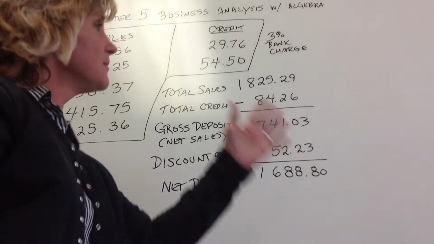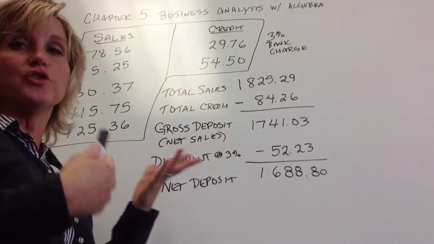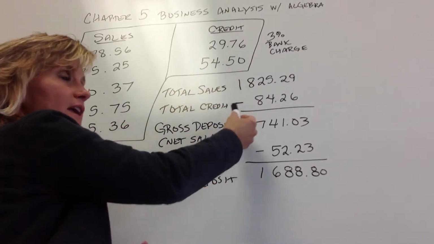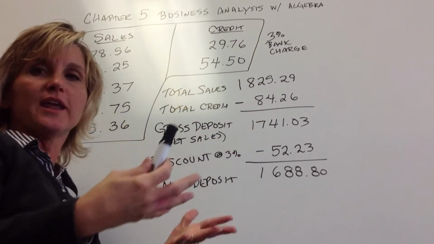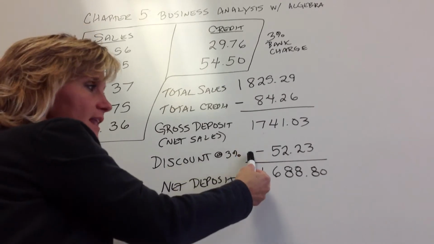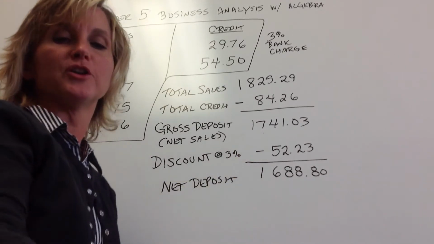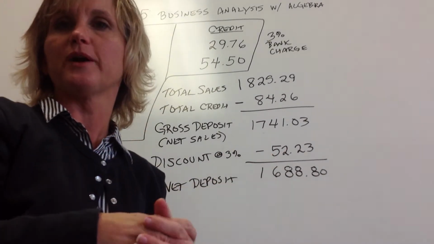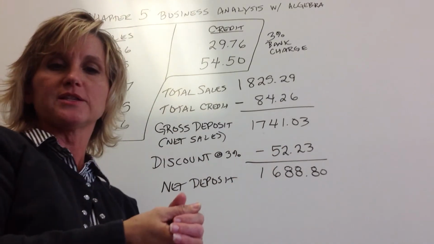So then that's what you'll have to do on your test. And really the math isn't hard. You just have to know that you're subtracting. So your sales less your credits gives you that net sales or gross deposit, less your bank fee gives you how much the credit card company will actually deposit into your account if you are that small business owner.